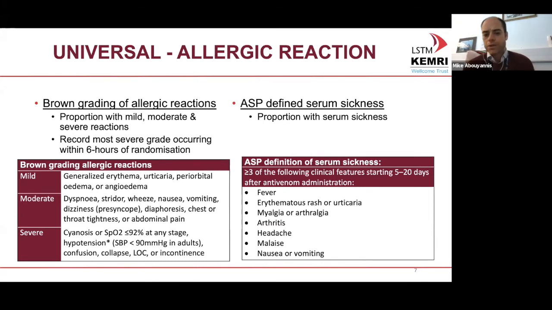And we also felt it was important to include a definition of serum sickness. And there's not that many definitions available for serum sickness, but one that was published by the Australian Snakebite Project group was identified. And as you can see in the bottom right table here, if an individual has 3 or more of these clinical features with an onset at days 5 to 20 after antivenom, then they fulfill the criteria for serum sickness.